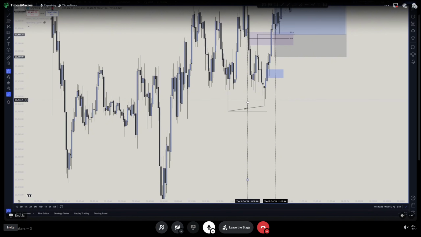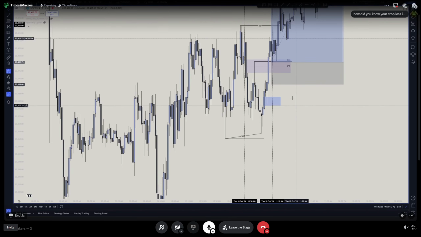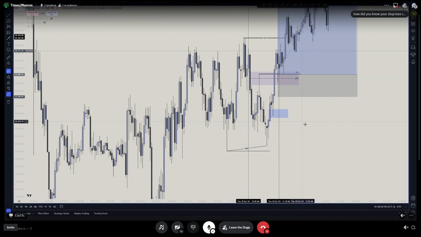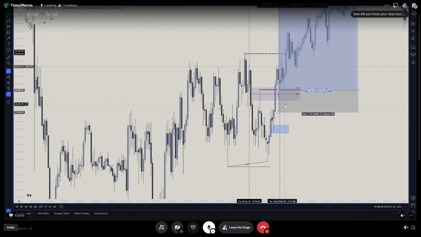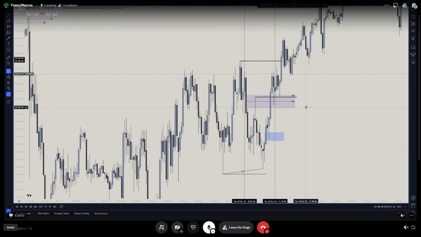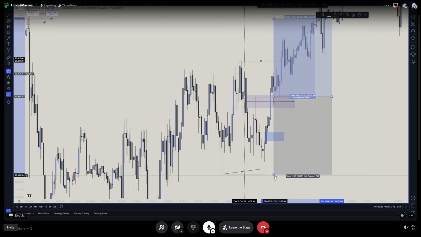And oftentimes I do look and wait for the macros to take my entries, because in my journal that's where usually I get hurt. So how do I know my stop loss is safe here? Well, there's two reasons why I know my stop loss is going to be safe here. You have two options for your stop loss when it comes to entering on a fair value gap according to ICT. Your first one is going to be right here.